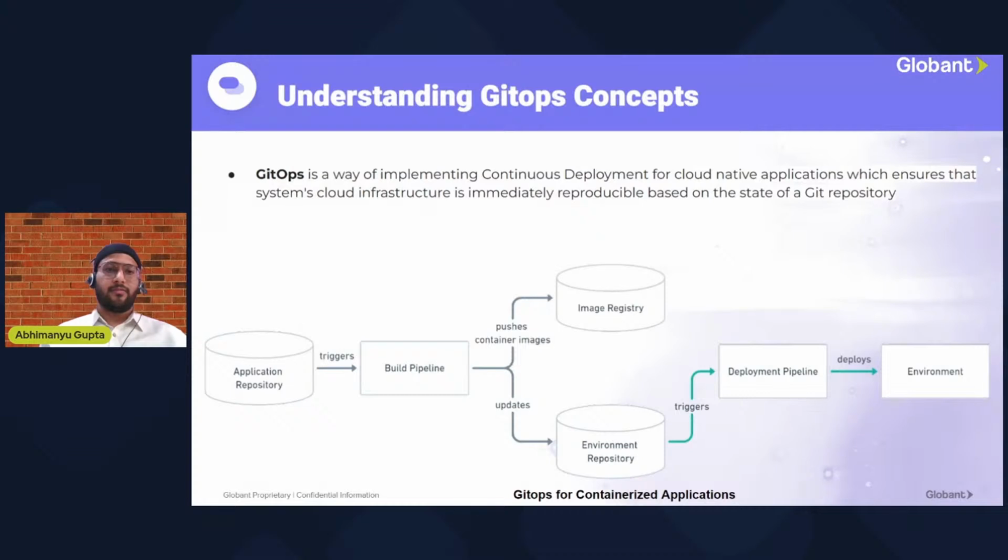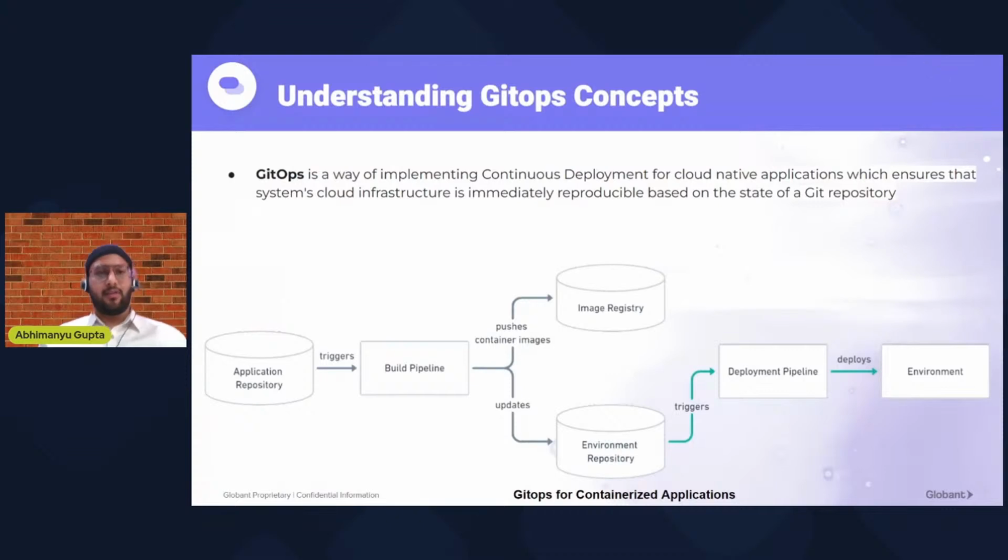So GitOps, let's try to understand what GitOps is by breaking down its definition. GitOps is a way of implementing continuous deployment for cloud native applications, which ensures that the system's cloud infrastructure is immediately reproducible based on the state of a Git repository. Initially, GitOps was popularized for cloud-based deployments, especially around your Kubernetes deployments. In GitOps, normally Git is the main source of truth.